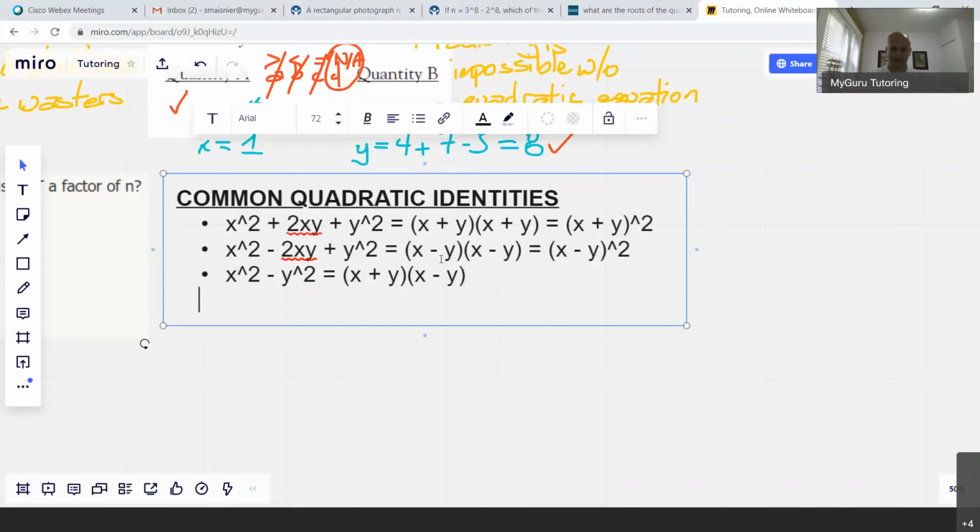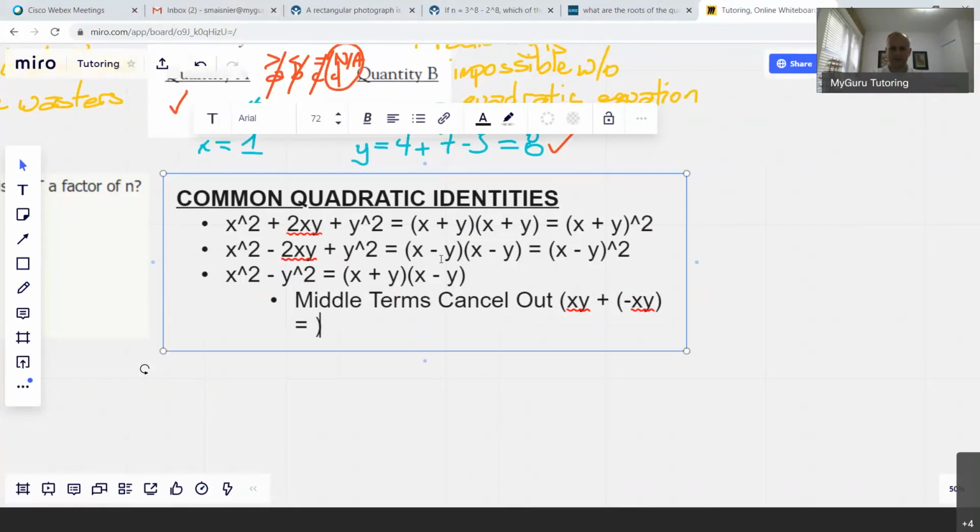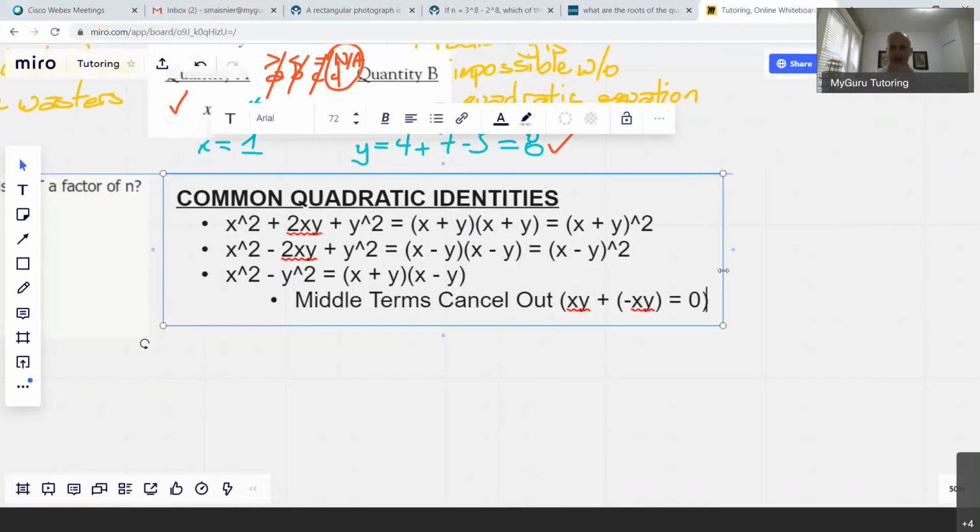And the reason for this is that we see that the middle terms cancel out. Because here we know that xy plus minus xy is equal to 0. So that's how you know that you've got a common quadratic identity. Any questions about common quadratic identities?